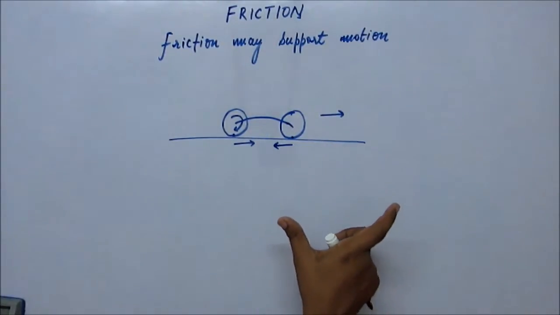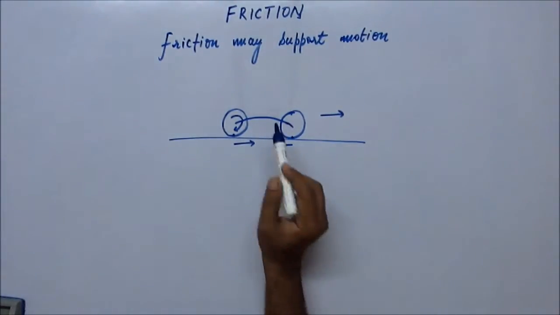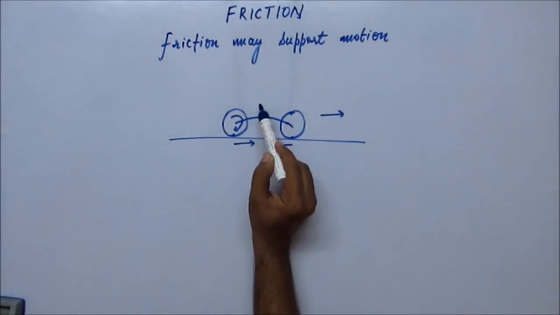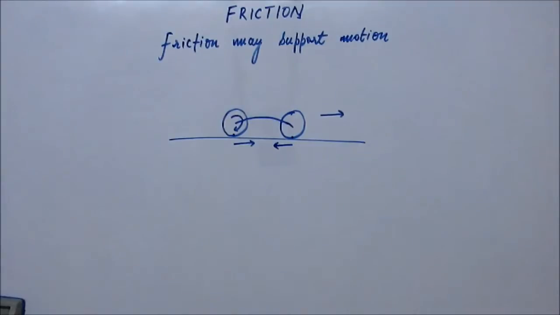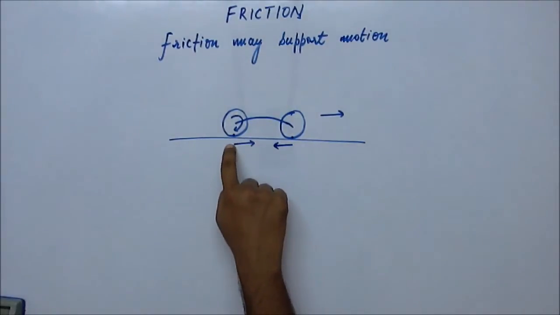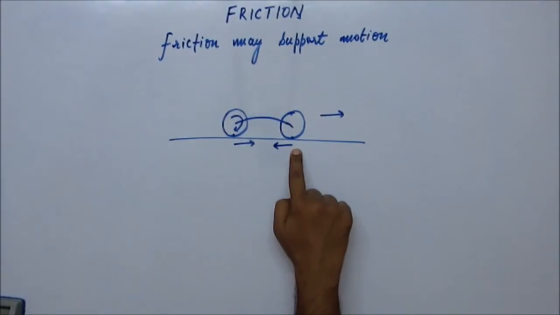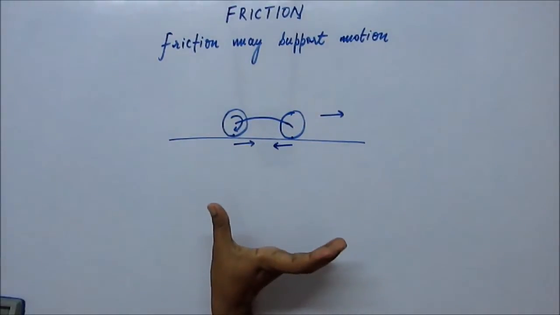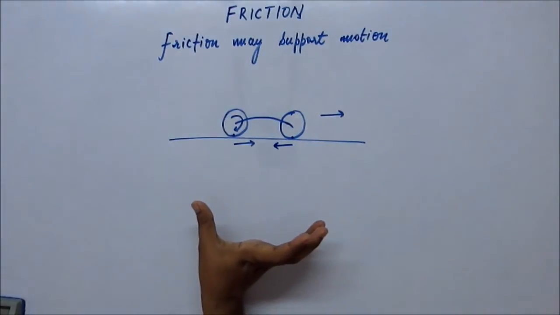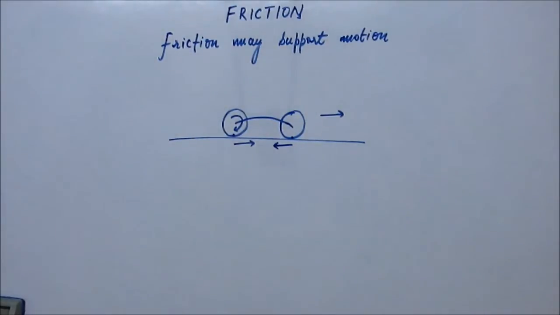You see, friction value depends upon normal reaction. Since you are sitting on the side nearer to the rear wheel, the normal reaction at this point is higher than the normal reaction at this point. So this friction is higher than this friction. There's a net force in forward direction, and that's why the whole bicycle moves in forward direction.